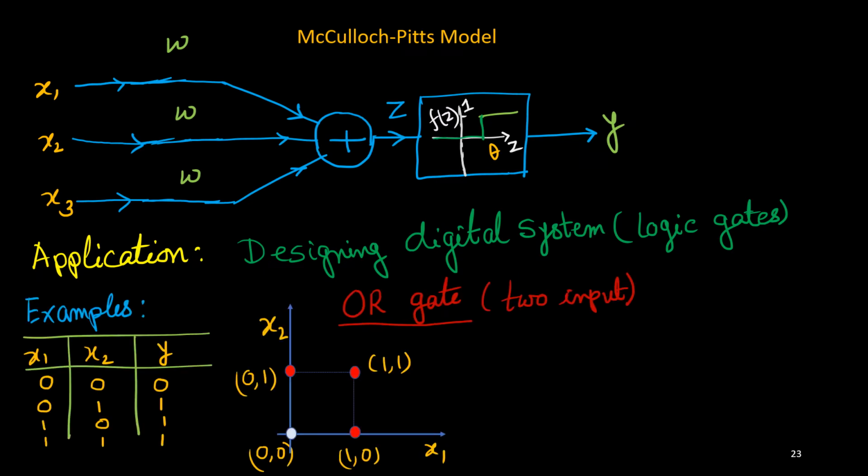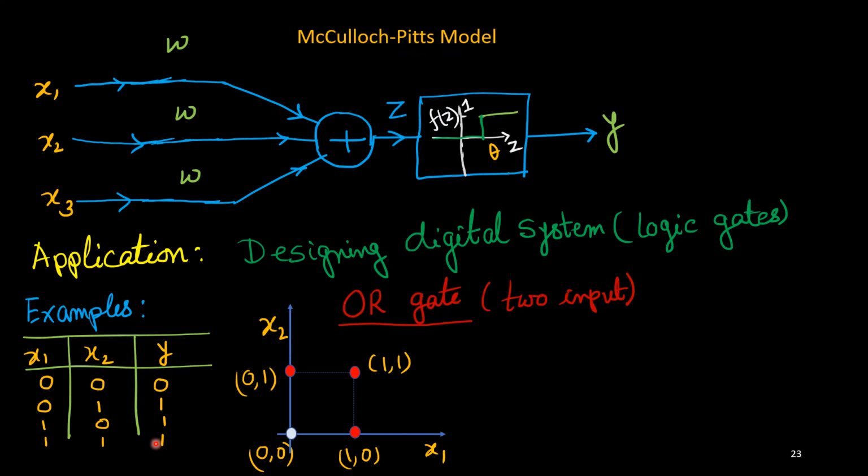So the first example is the OR gate, a two-input OR gate. Suppose I have only two inputs, x1 and x2, and the OR gate output is y. If the first input is 0 and the second input is 0, then the output is also 0. If any of these two inputs is 1, then the output is 1. So if the first input is 0 and the second is 1, then it is 1. Or the first input is 1 and the next is 0, then also it is 1. And if both are 1, then also it is 1. It implies that if any of these two inputs is 1, then the output is 1. That is the concept of the OR gate.